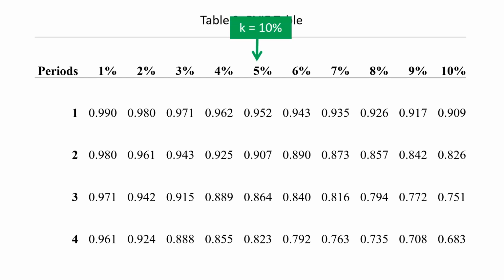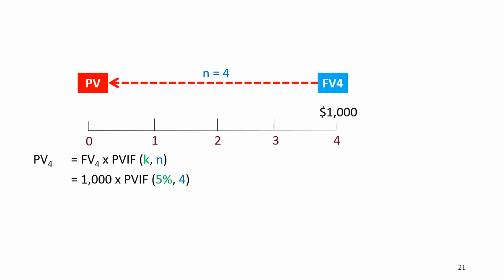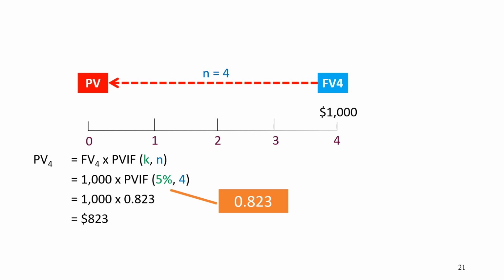We are given K and N. So the intersection is the answer. Substitute the interest factor into the working and find the present value.